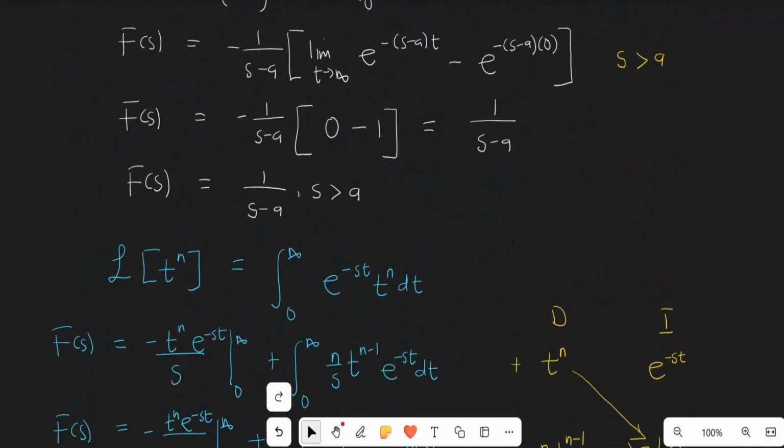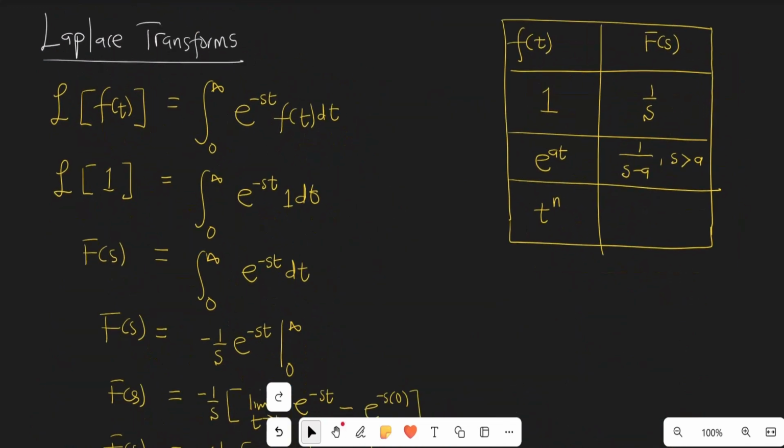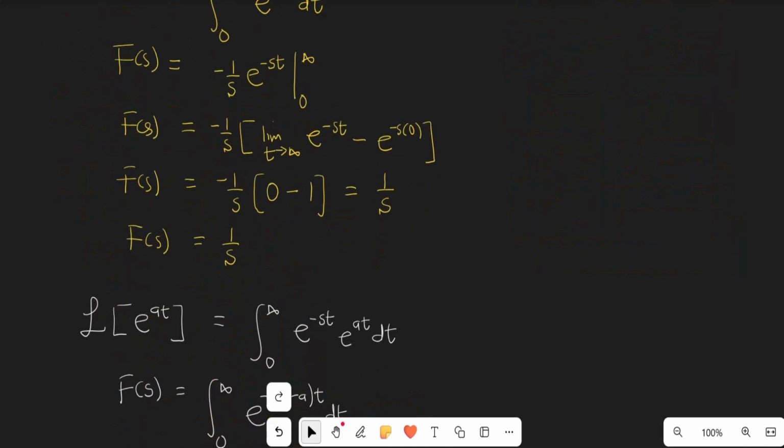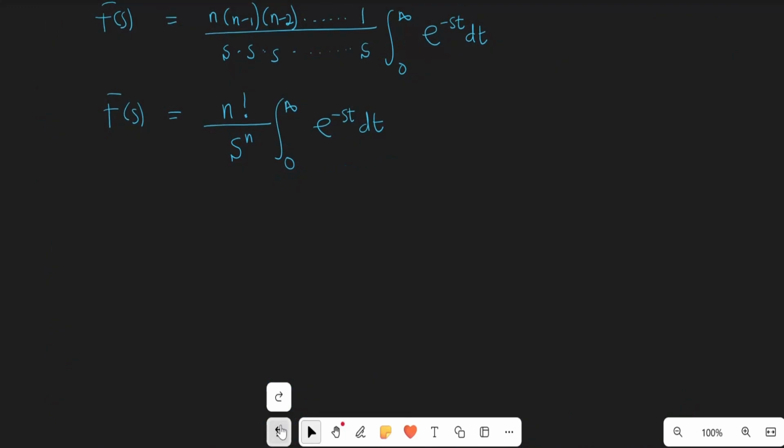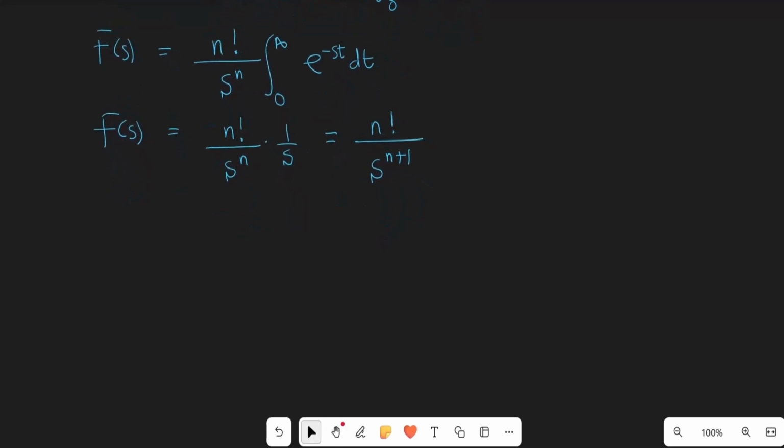We can go back to our table and then we find out. So the Laplace transform of 1 is 1 over s. So we are just going down there and we are going to replace that integral with 1 over s, because this integral is the Laplace transform of 1. So f of s is equal to n factorial divided by s raised to the power n times 1 over s. And this is equal to n factorial divided by s raised to the power n plus 1. So when the function is t raised to the power n, the Laplace transform of that function is n factorial divided by s raised to the power n plus 1, like that.